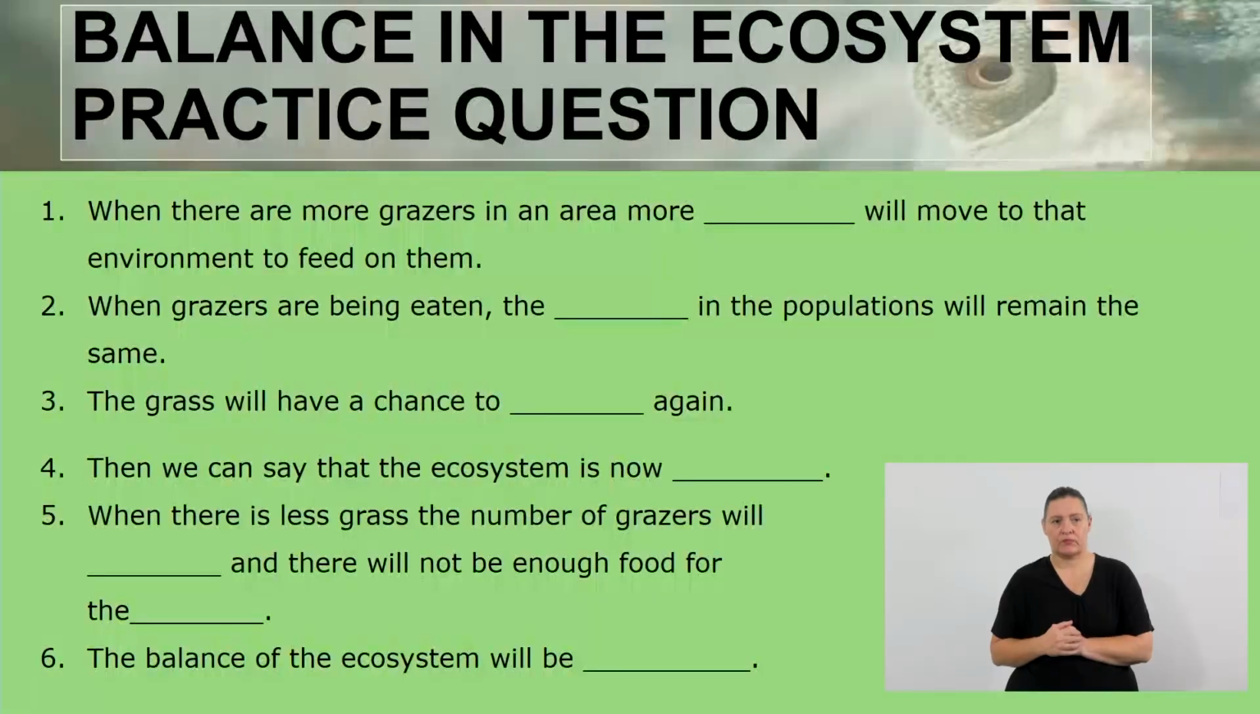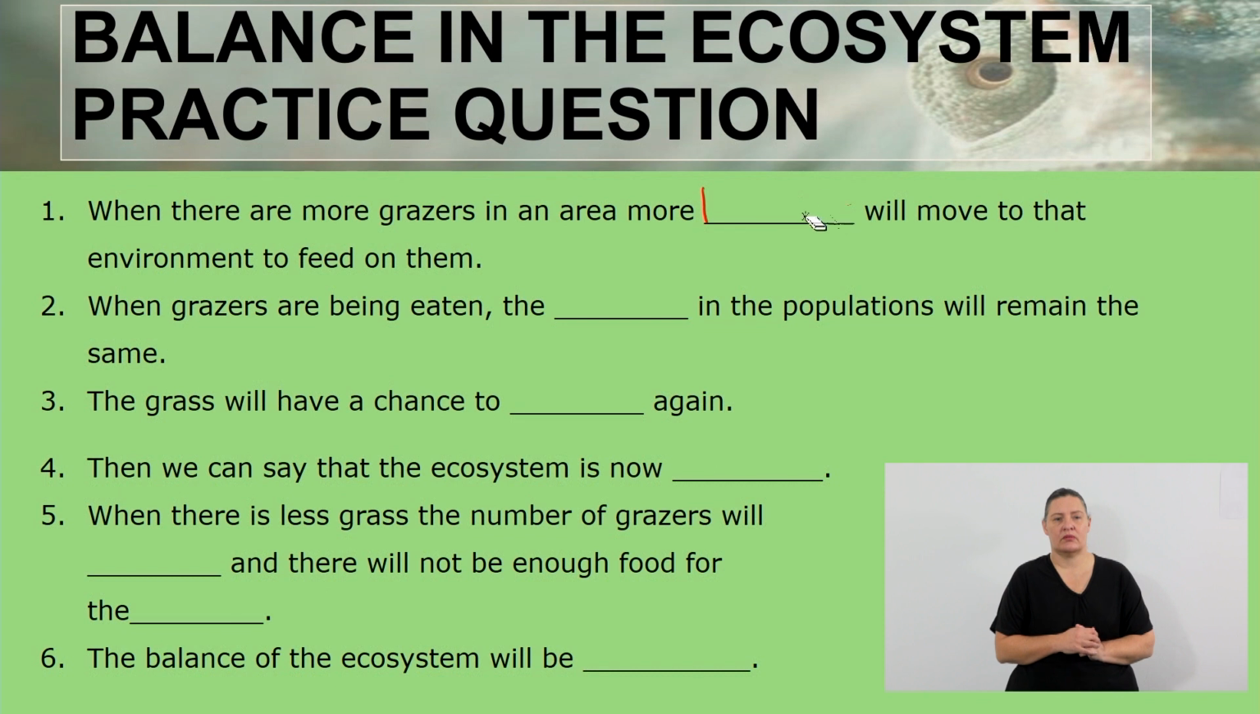Right. So now we are going to look at our questions because we need to fill in the empty spaces in these statements. So our first statement says, when there are more grazers in an area, more will move to the environment to feed on them. So what is it that normally feeds on grazers? These are our predators. Predators, that's a D.